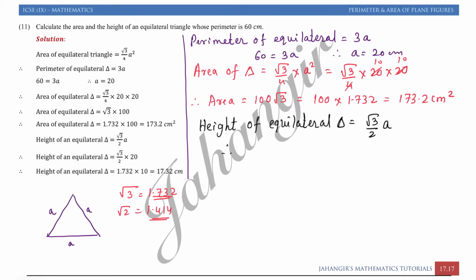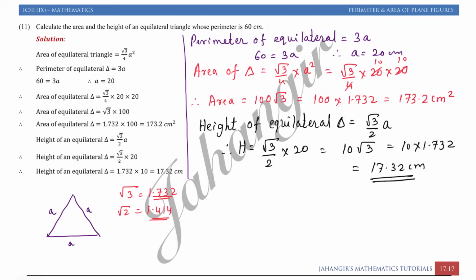So therefore h is equal to root 3 by 2 into side. We can keep root 3 as of now. Side is 20 centimeters, so that will give you 10 root 3. We can write 10 into 1.732, that is 17.32 centimeter. So we get a value of height as well as area.